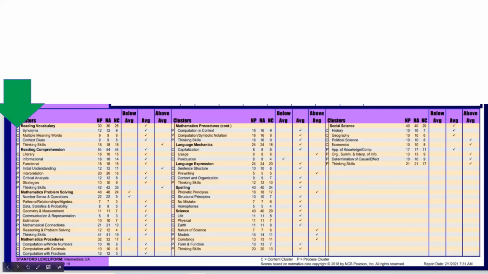C stands for content cluster. P stands for process cluster. Content clusters is the results of questions that were asked on the test based on the content of the subject tested. Process cluster is the results of questions that involved critical thinking skills. Students had to understand and then interpret the information further.